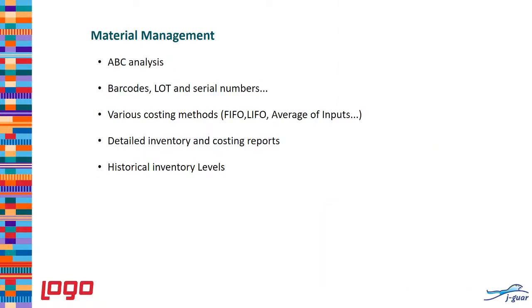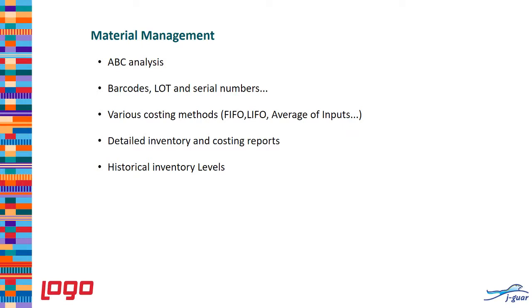Now, material management also applies ABC analysis methods to reduce inventory costs. It tracks material by barcodes, lot numbers, and even serial numbers as per its requirements. Various costing methods are available, such as LIFO, FIFO, average of inputs, and so much more. And you can track two costing models for each item inside the company itself, and this is the IFRS requirements that we have.